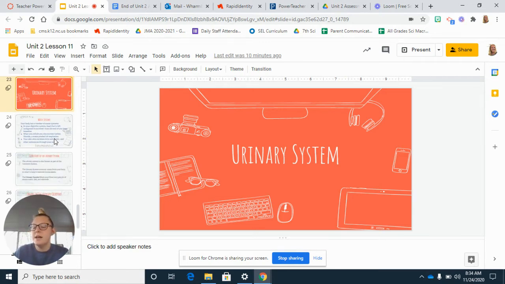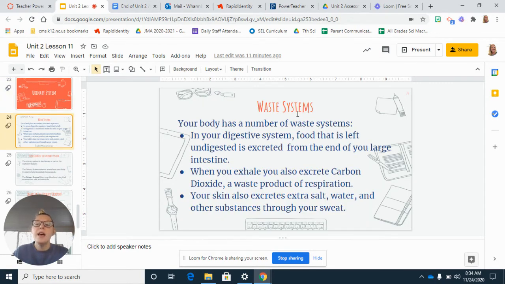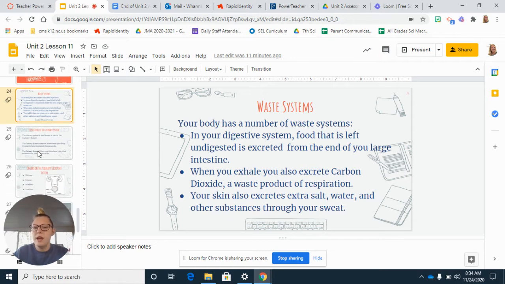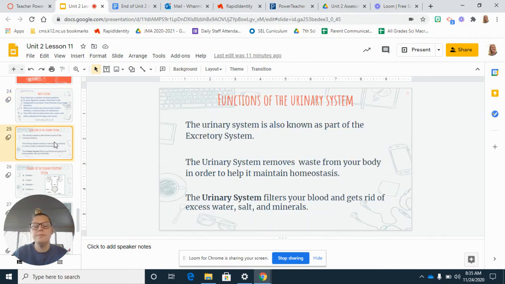And here's our second system. It's the urinary system. So this is actually going to be how we get rid of all our waste. Your body has a number of waste systems. In your digestive system, food that is left undigested is excreted from the end of your large intestine, hence your poop. We also had another waste system that we've already learned about. If you remember our respiration, we got rid of carbon dioxide. Carbon dioxide was a waste product. Your skin also excretes salt, water, and other substances through your sweat. We have different types of waste that we try to get rid of that our body is not using.